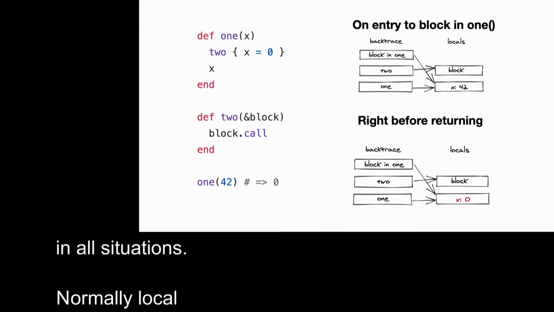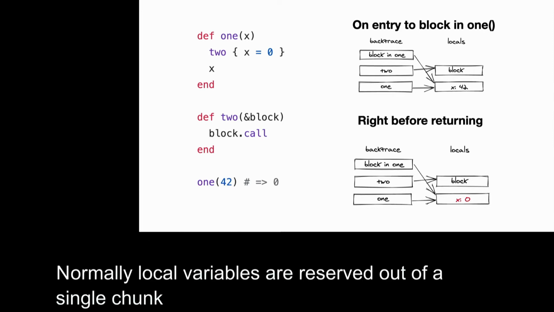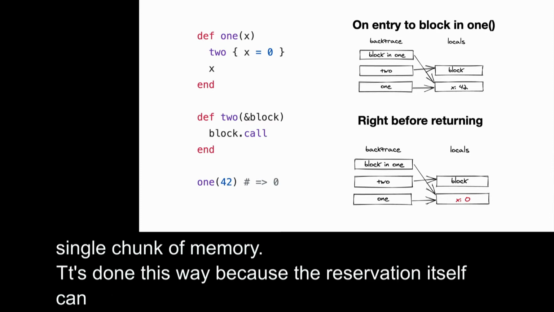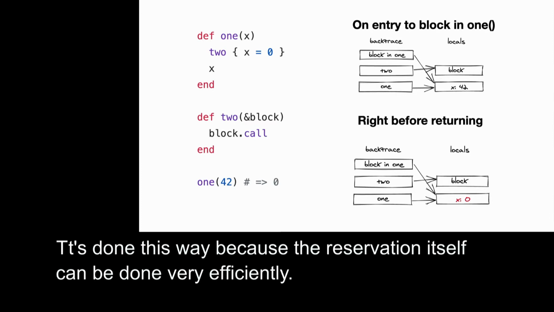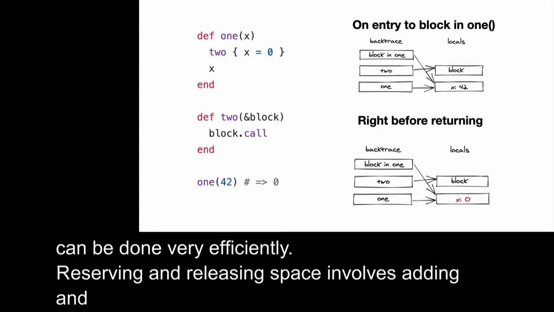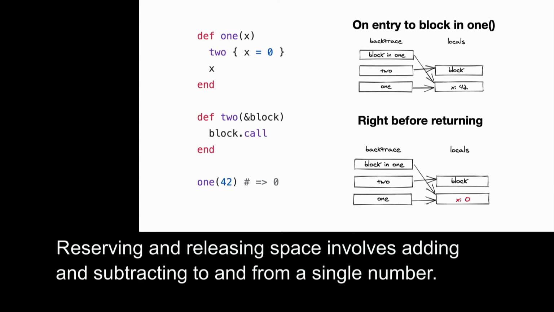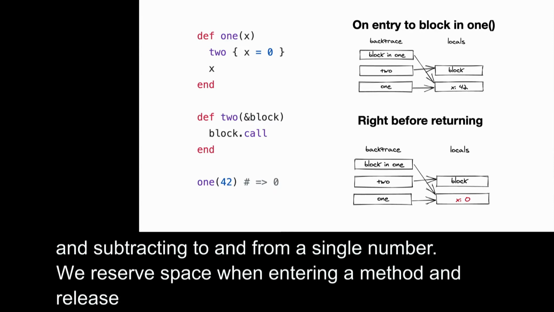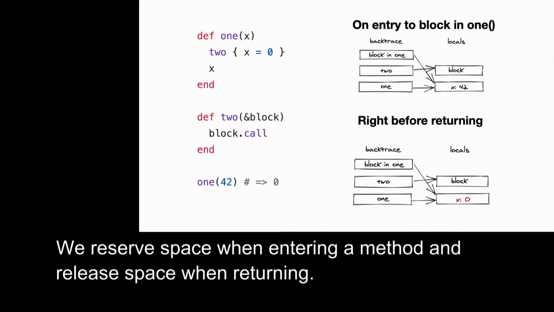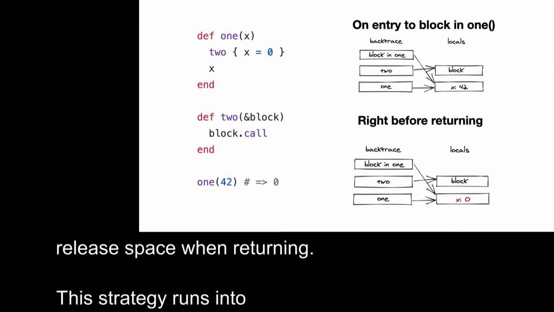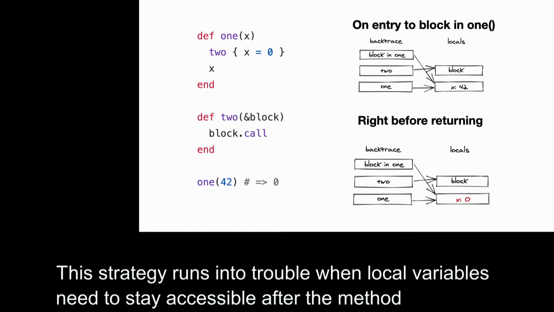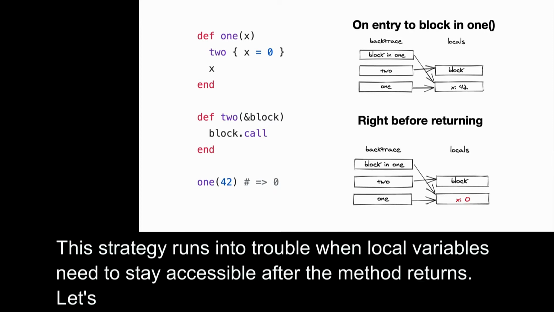Normally, local variables are reserved out of a single chunk of memory. It's done this way because the reservation itself can be done very efficiently. Reserving and releasing space pretty much involves adding and subtracting to and from a single number. We reserve space when entering a method and release space when returning from the method. This strategy runs into trouble when local variables need to stay accessible after the method returns. Let's look at an example.